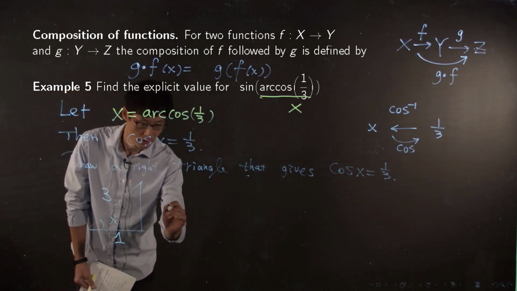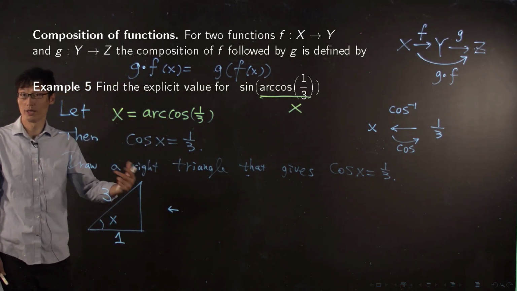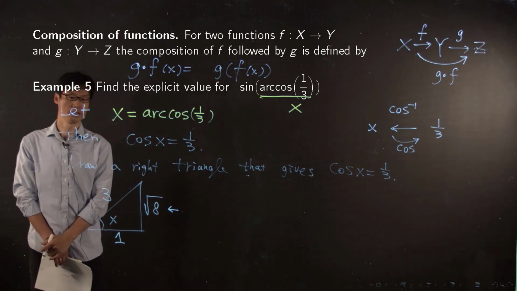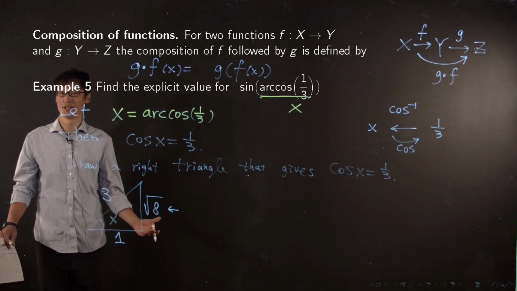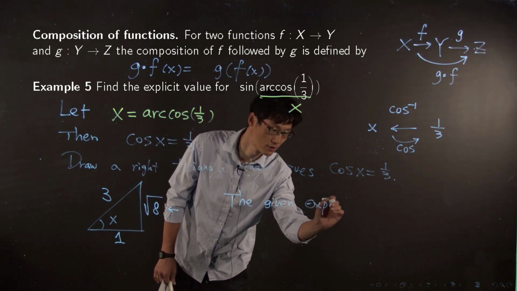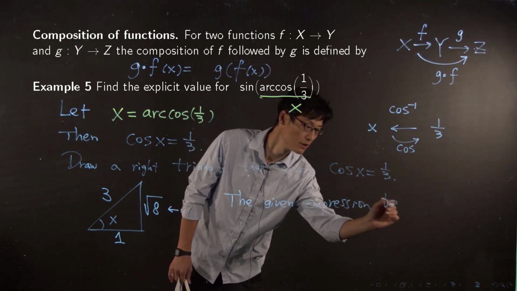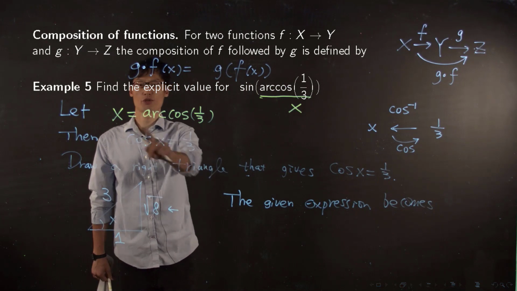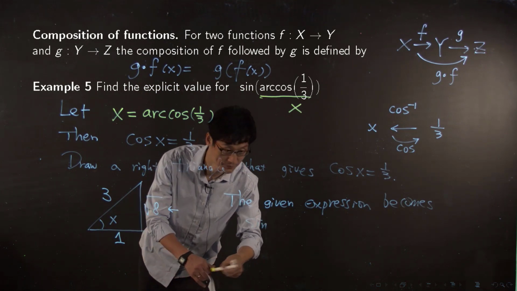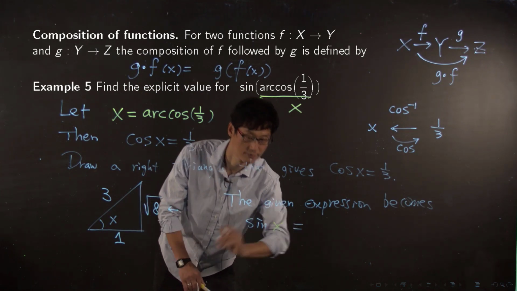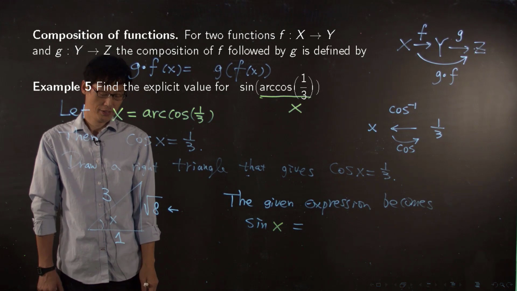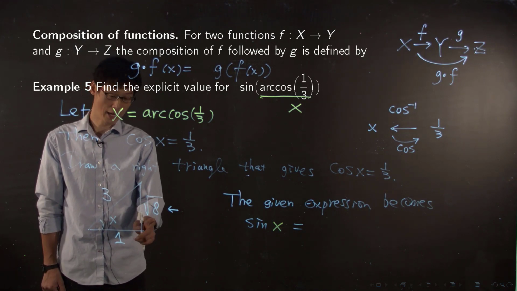So then we can find this height using the Pythagorean theorem, which is square root of 9 minus 1. Good. And actually we are done, because the given expression, look at this given expression, is sine of x. But this triangle says that sine of x is the ratio between square root 8 and 3.